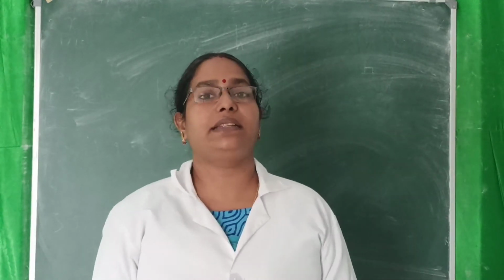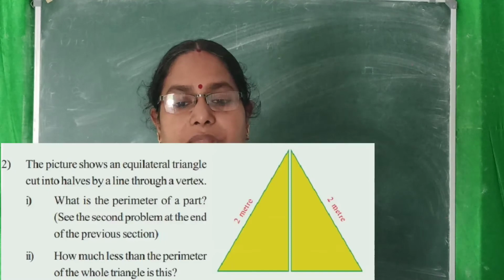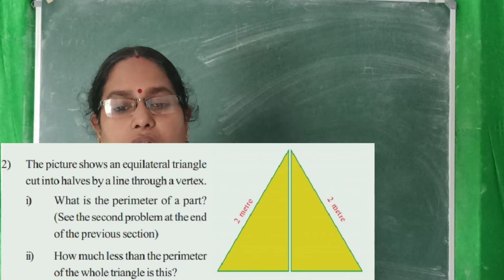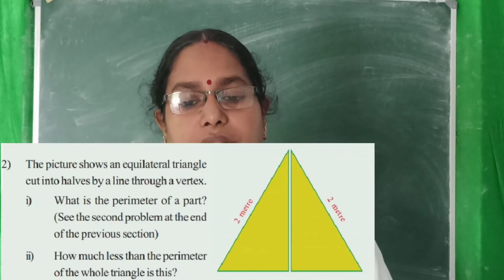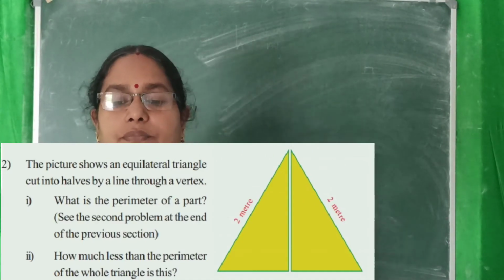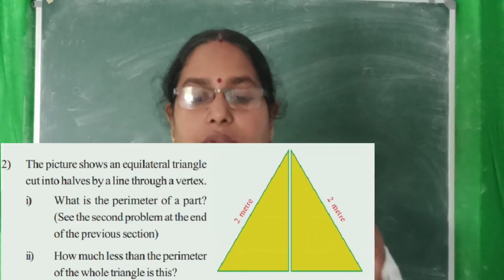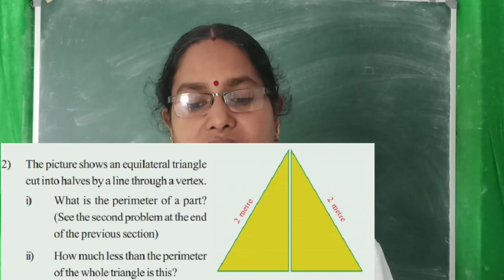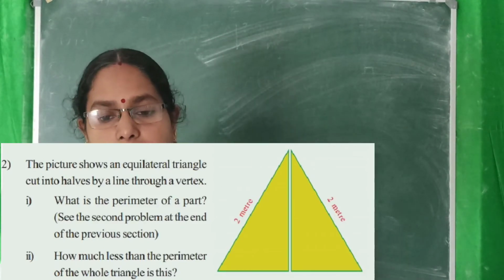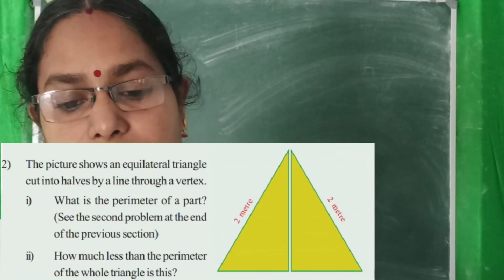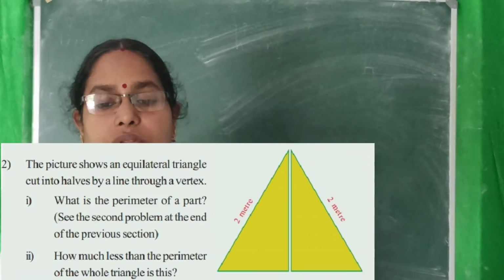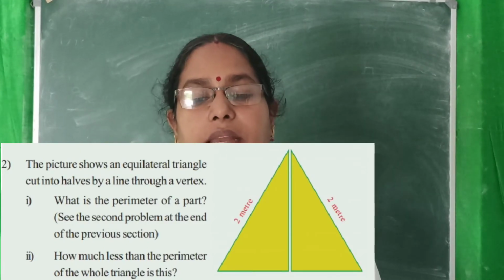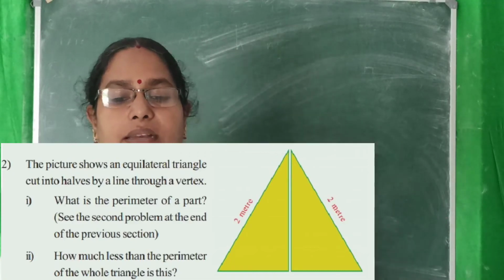Today we discuss the exercise, second question. The picture shows an equilateral triangle cut into half by a line through a vertex.